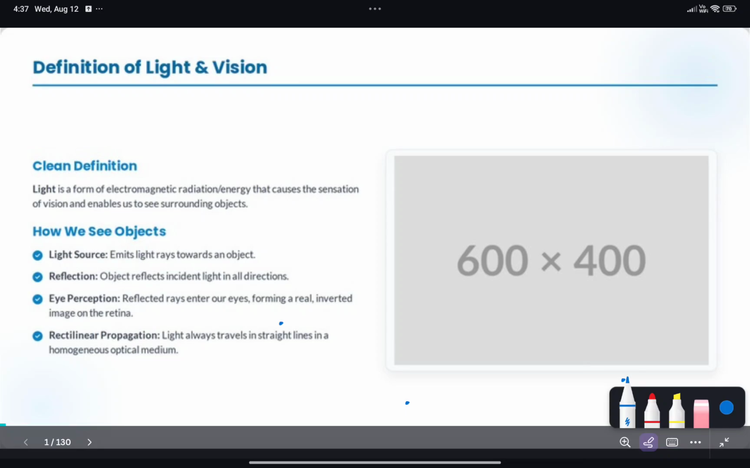Chapter name: light. What is meant by the light? Tell me in your own words. Light means it's a source of energy. Exactly.